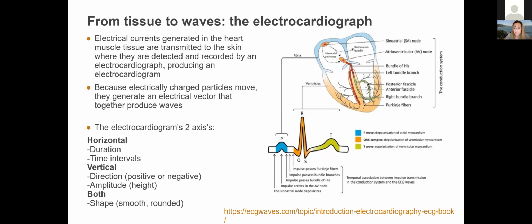You can see the fibers in this picture and their correlation to what we're going to be talking about. So we have a horizontal axis, which includes duration and time intervals, a vertical axis, which involves direction, either positive or negative, and an amplitude, which is the height to which the positive or negative would reach. And then a combination of both involves the shape, and it could be smooth, rounded, or even pointed.